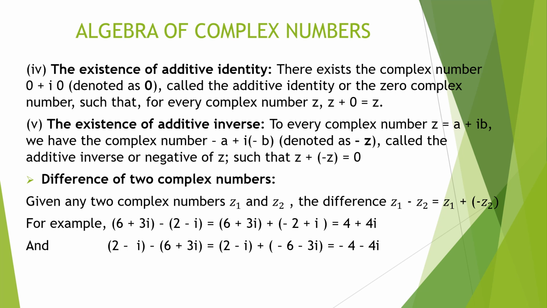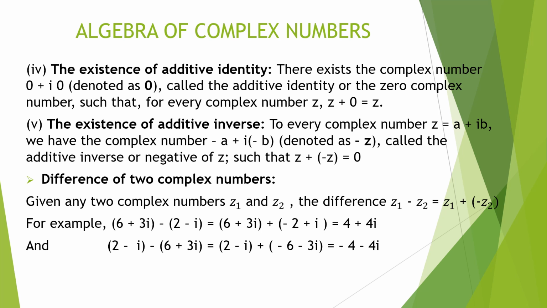Existence of additive identity. There exists a complex number of the form 0 plus i into 0. It is generally denoted by just 0 and it is called the additive identity or the zero complex number, such that for every complex number z, z plus 0 is the same as z. Existence of additive inverse. To every complex number z equal to a plus ib, we have a complex number minus a plus i into minus b, and this is denoted by minus z. It is called the additive inverse or the negative of z, and you can check that z plus minus z will be equal to 0.